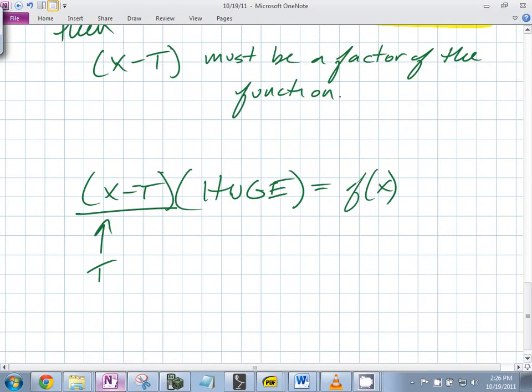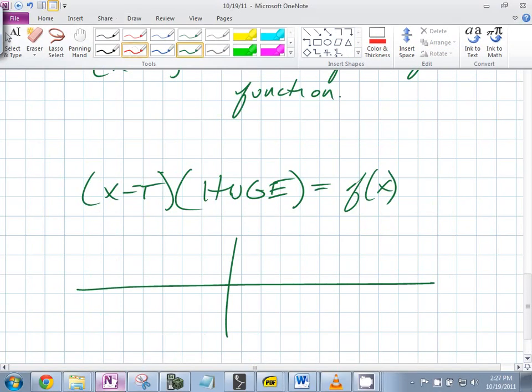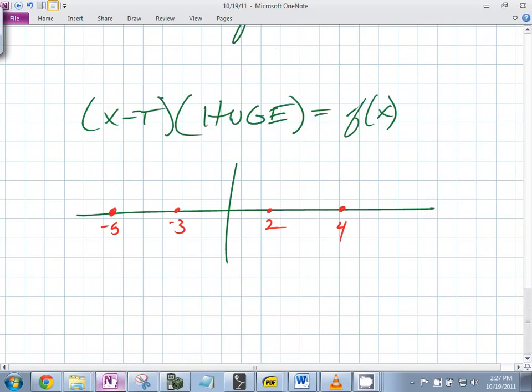x minus 2. What's another one? x plus 3. And what else? x minus 4, exactly. Hey, if I multiply these all together, what do I get? I get an equation. If I multiply all those together, I get an equation. What does that equation pass through? 2 and 4.